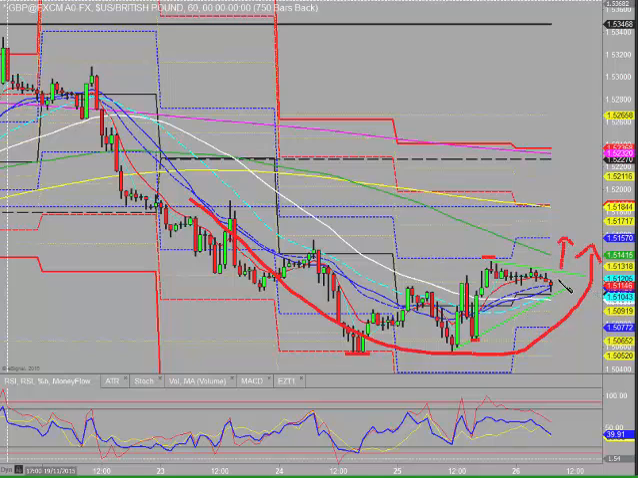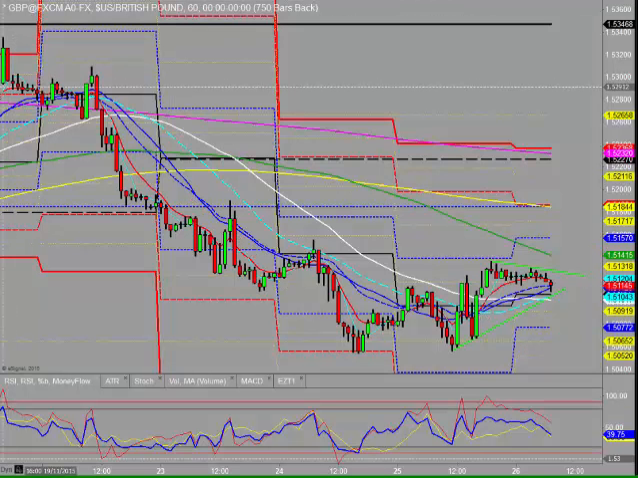As I say, if the daily pivot gets hit and we see a decent reversal, I'd prefer to be on the long side. However, if it starts breaking down and breaks through that 50 MA, I'll be looking for the short side. Okay, that's the pound dollar. Yen.